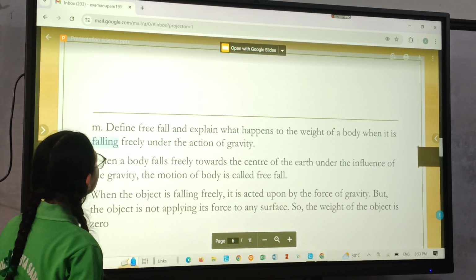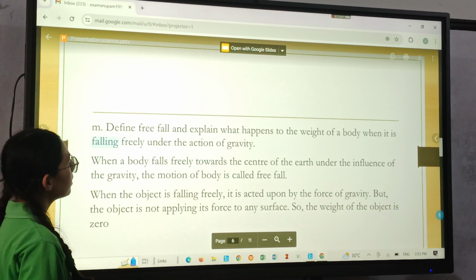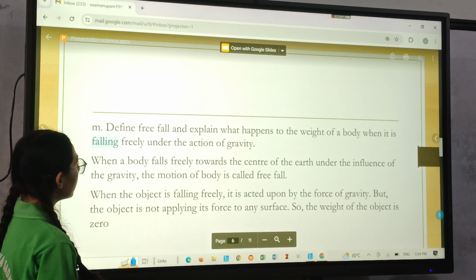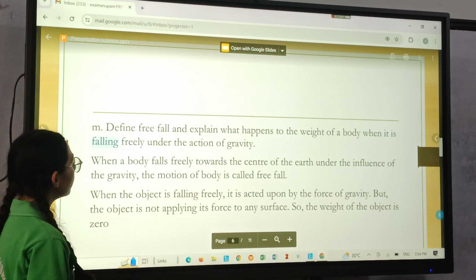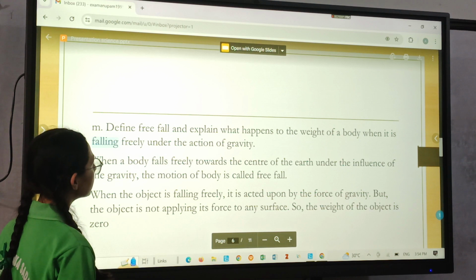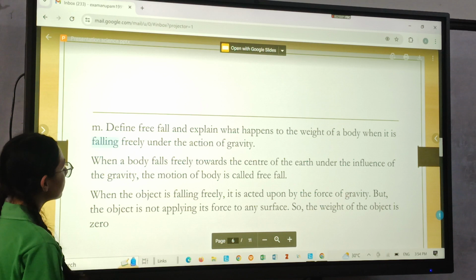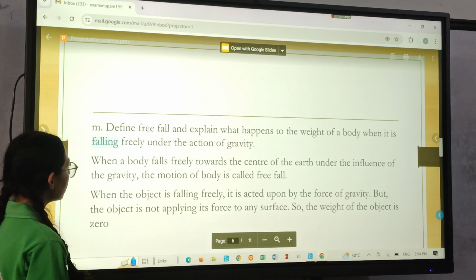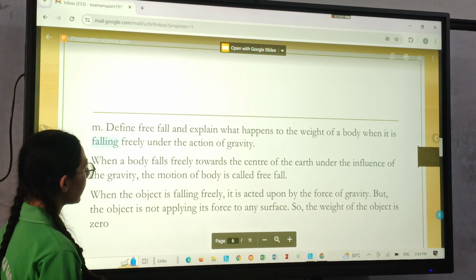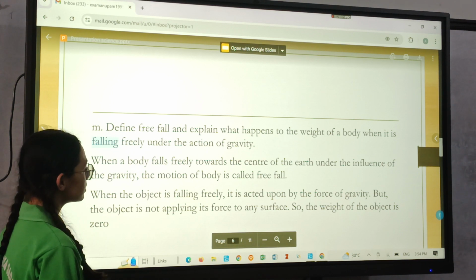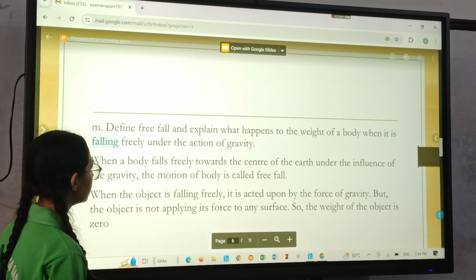Define free fall and explain what happens to the weight of a body when it is falling freely under the action of gravity. When a body falls freely towards the center of the earth under the influence of gravity, the motion of the body is called free fall. When the body is falling freely, it is acted upon by the force of gravity, but the object is not applying its force to any surface, so the weight of the body is zero.